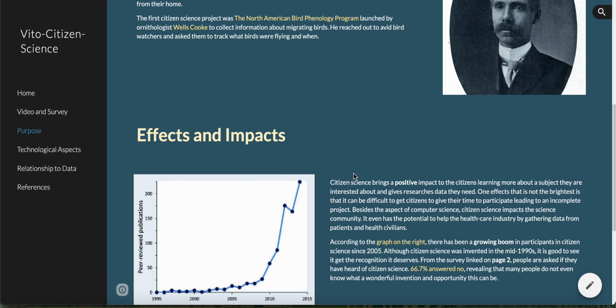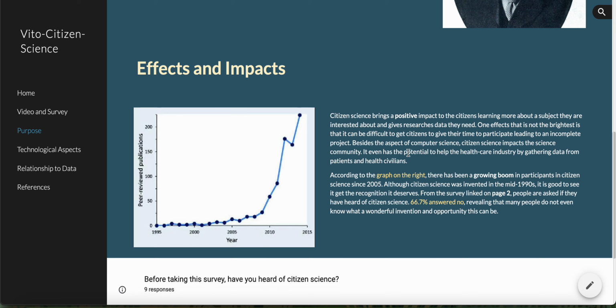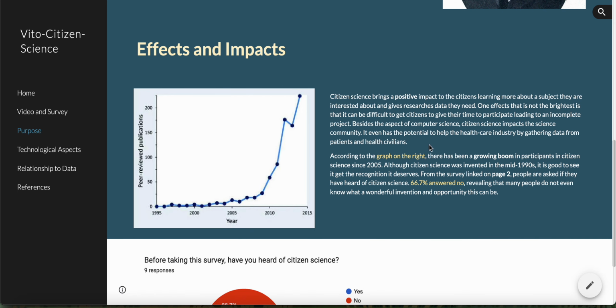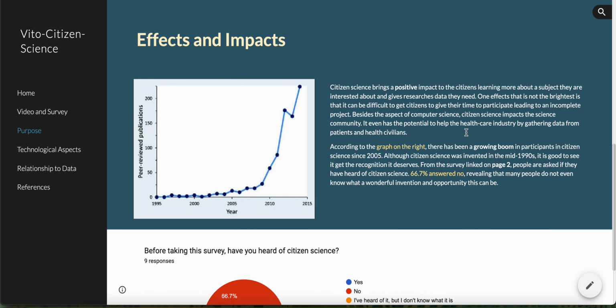If you scroll down, these are the effects and impacts of citizen science. It has an amazing positive impact on citizens. They can learn a lot more about a subject they're interested in or even not interested in, and it gives researchers the data they need to learn about something they need to know. Some things that are not that great is that it's difficult to get citizens to give their time to a project when you're starting out a little smaller. But you build it up, you get there, you do what you need to do.